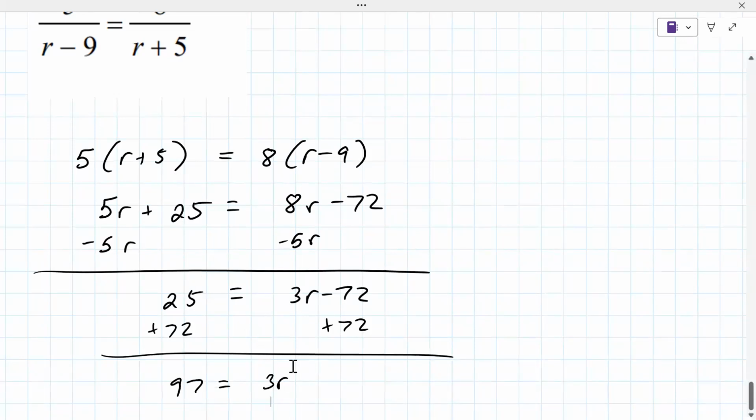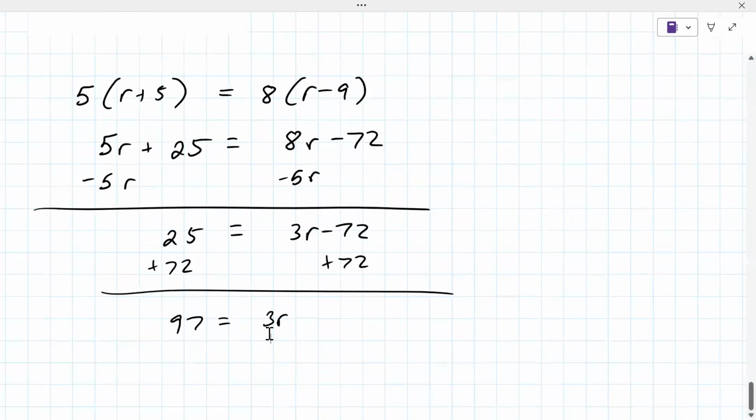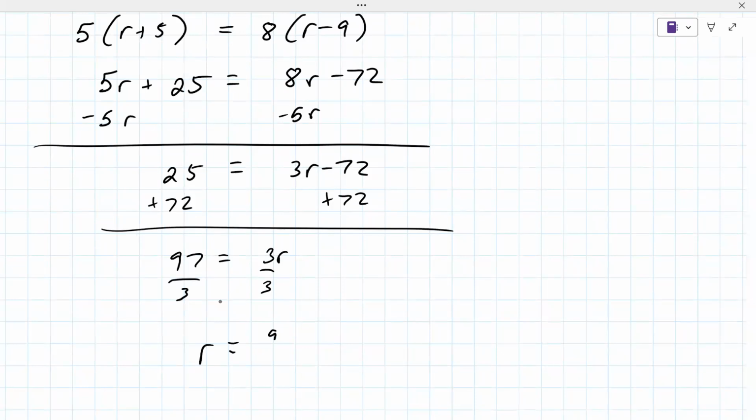How do we solve for r? How do we undo this 3? You got to divide it by 3. Yep. So 97 is not divisible by 3, although it might look like it. So r is just 97 over 3. Okay.